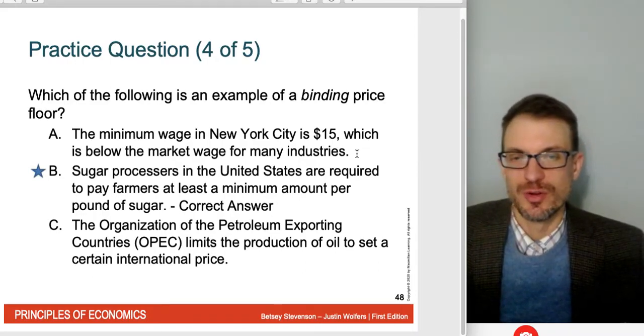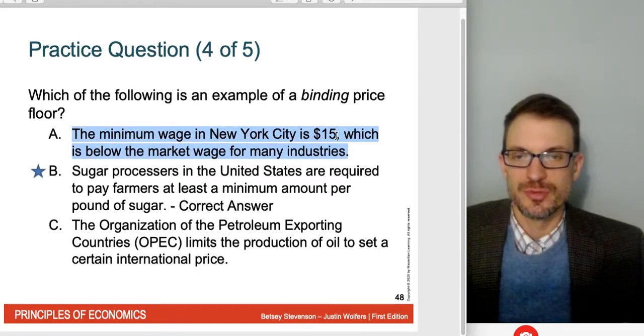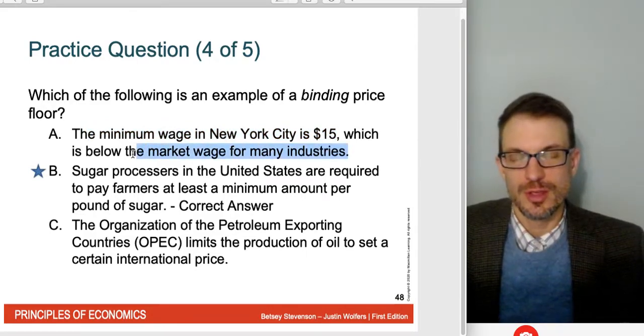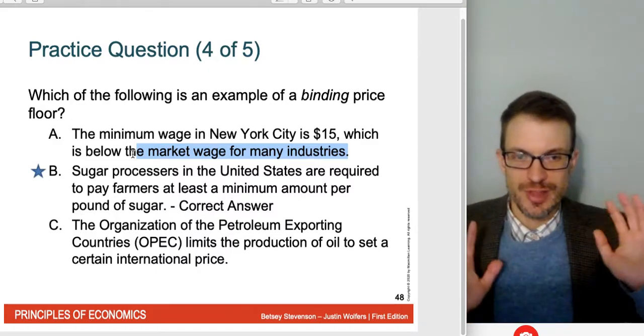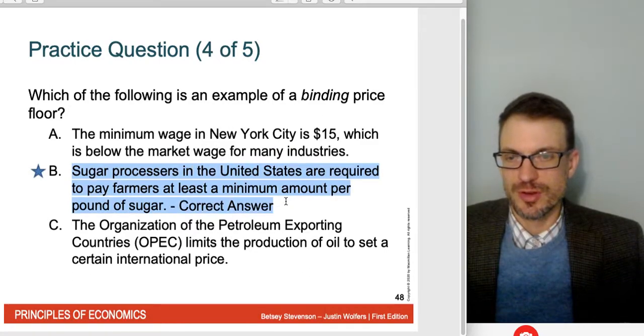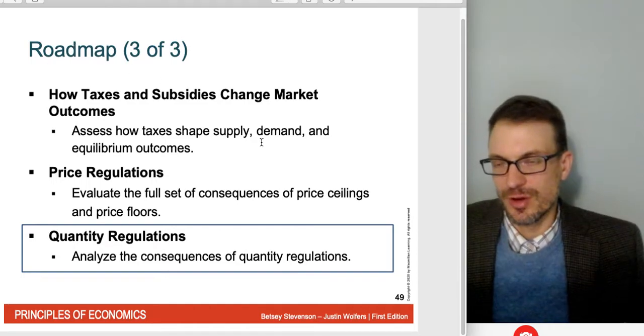I don't know. So this one, I can say A is clearly not correct because we're told we have a minimum wage, but it's below the market wage. So that means the equilibrium wage is higher than the minimum wage, then it's not binding. We need to know a lot more about this one to know that. Okay, fine.